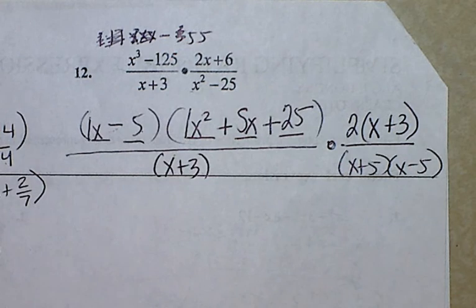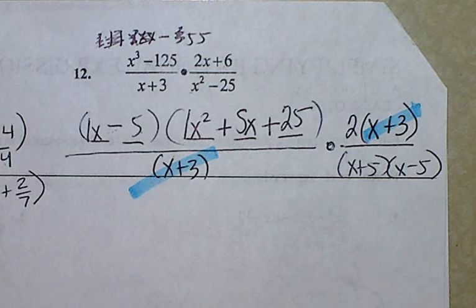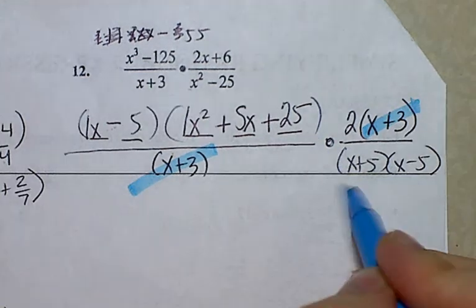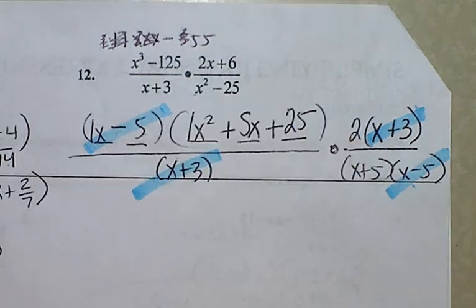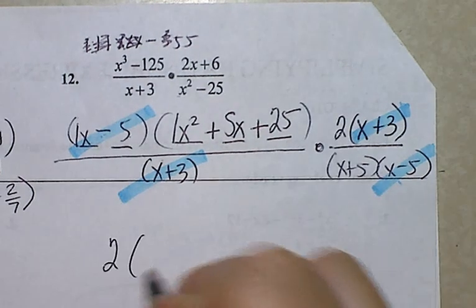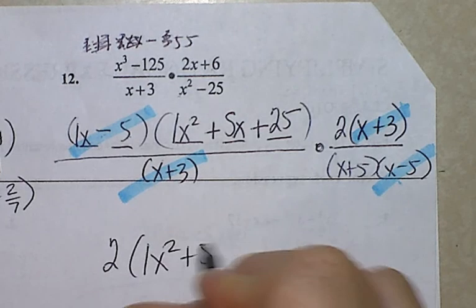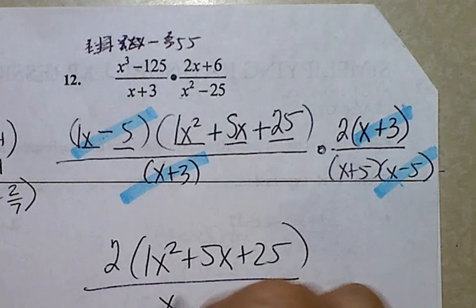So x plus 3 and x plus 3 cancel. There's no x plus 5 by itself on top, but there is an x minus 5. So on top, I'm going to put 2 in front, followed by 1x squared plus 5x plus 25. On the bottom is going to be x plus 5.